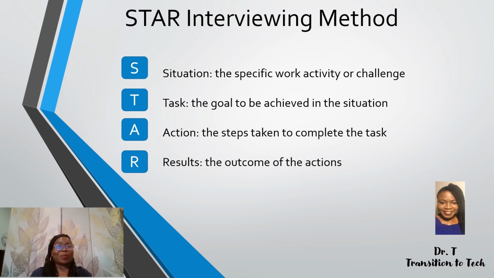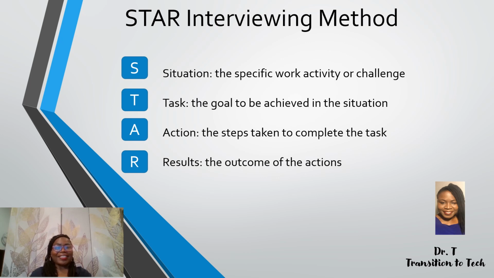But the method that we want to use in preparing for a product owner interview is the STAR method. The STAR method is a behavior based approach to answering questions within an interview. So, STAR stands for situation, task, action, and results. In the situation, you are talking about the specific activity or work challenge that you were able to utilize your skills to master or overcome.